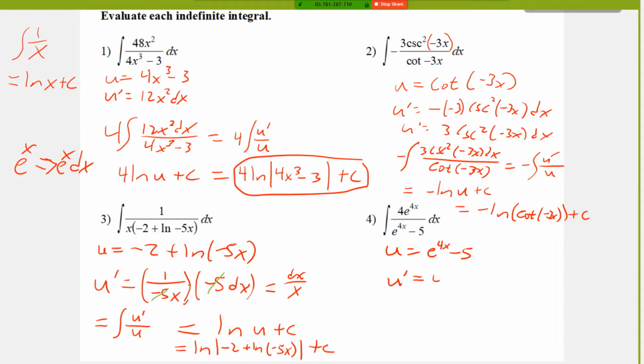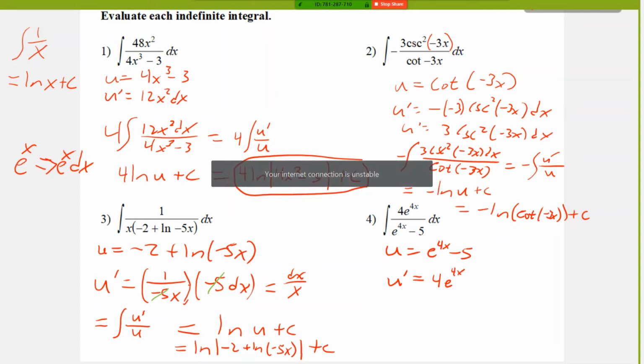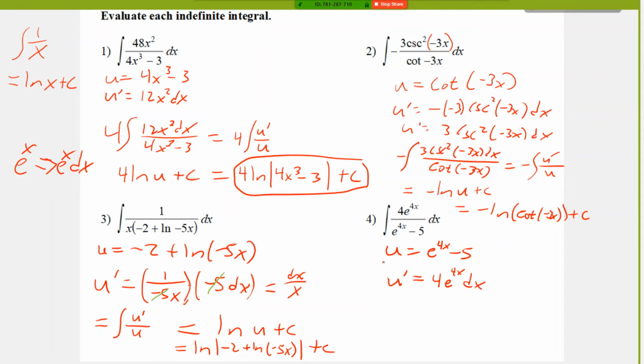4e to the 4x. So if I derive e to some power, I'll get the same thing, e to some power times the derivative of the power. So that derivative of 4x is 4. Okay, then dx. Okay, so we're ready to substitute. If I substitute, this is the same thing as the integral of what?